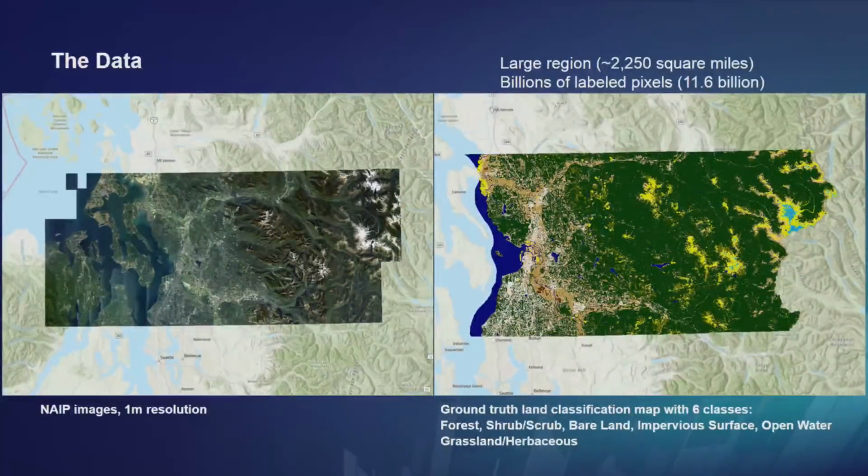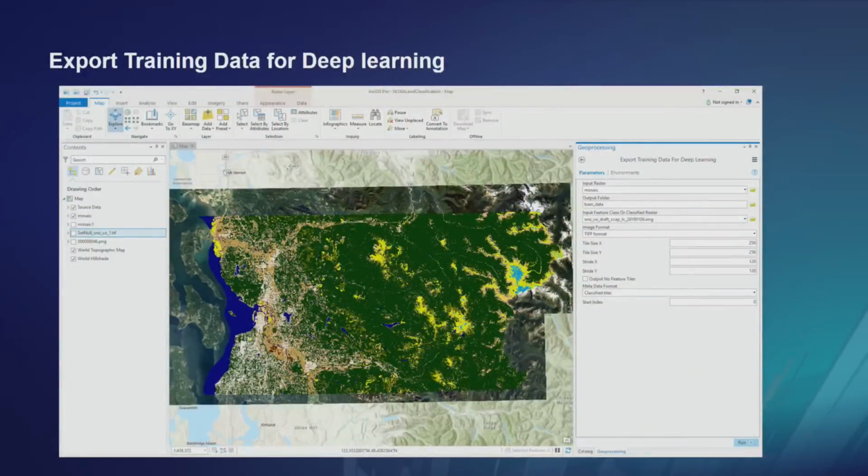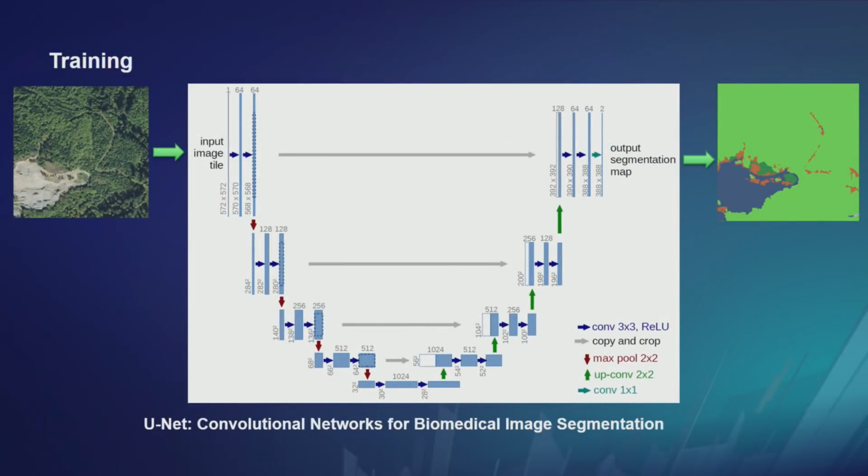So we trained a deep learning model. The first step is, because the deep learning model cannot work on such a large area, we need to divide this region into small training samples. We use a GP tool, which is already in the current release, called Export Training Data for Deep Learning. We use it to divide the training data set into small samples, and each small sample is 572 pixels wide in both width and height. We feed the samples into the training process, where the input is a 572 pixel wide image sample and the output is the corresponding classified map.